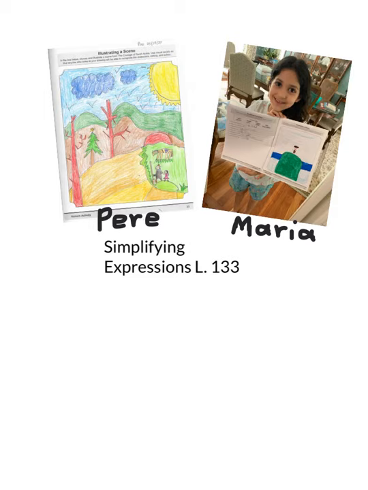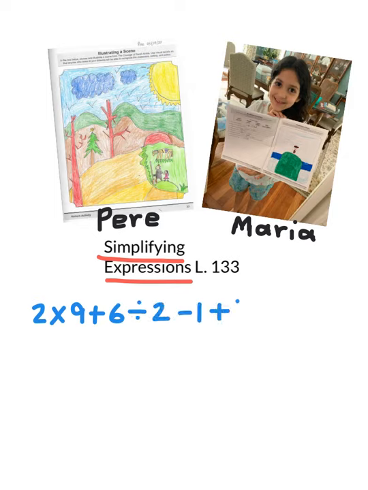Here's what we're learning today. It's called simplifying expressions. Now, expressions are problems that have a lot of different parts to them that we need to figure out what to do first to do them correctly. Let's look at what I mean. Let's look at this problem. It says 2 times 9 plus 6 divided by 2 minus 1 plus 4 times 3. And it says equals what? Now that's a pretty long problem, isn't it?